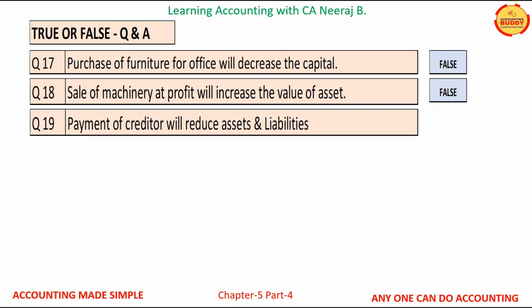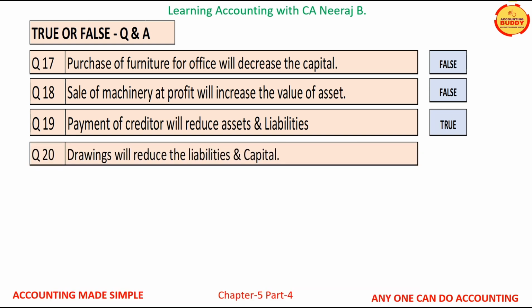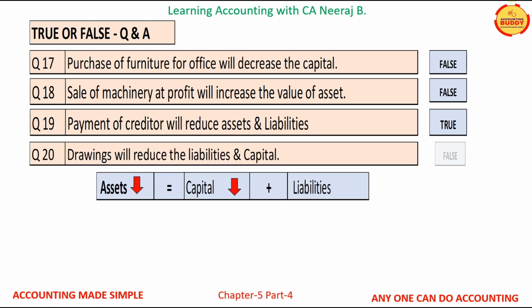Question number 19, payment of creditor will reduce the assets and the liabilities. This is a true statement. When the liabilities are being paid either by cash or bank, the assets of the business will be reduced and so will the liability. Question number 20, drawings will reduce the liability and the capital. This is a false statement. Drawings will reduce the capital and the assets of the business and not the liabilities.